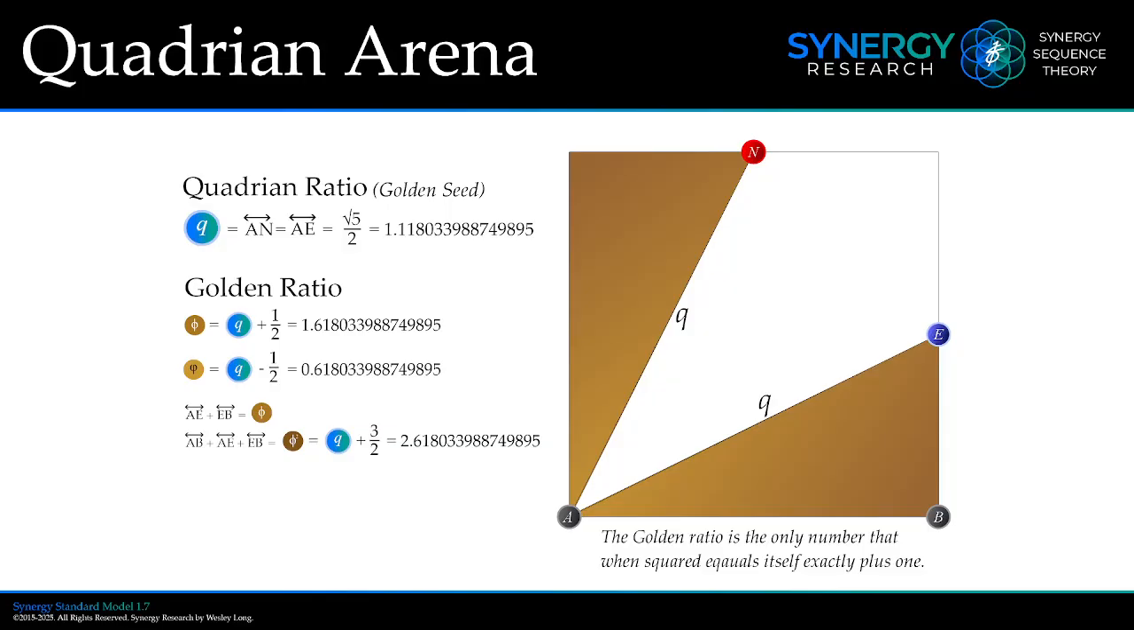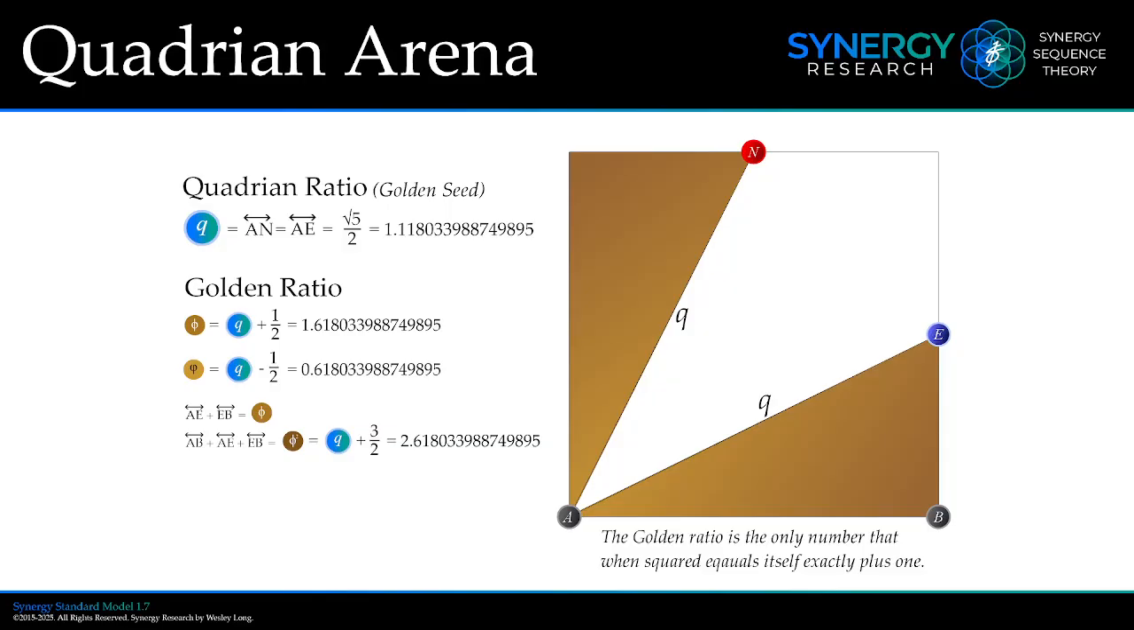From this value of Q, we see the natural emergence of the golden ratio, often symbolized as phi. But here, it's beautifully re-expressed in terms of Q. When you take this foundational Quadrian value and simply add or subtract 1/2, you land on the classic golden ratio, phi, approximately 1.618, and its reciprocal, varphi, approximately 0.618. These aren't abstract embellishments. These are structural constants found in plants, galaxies, and even financial markets.